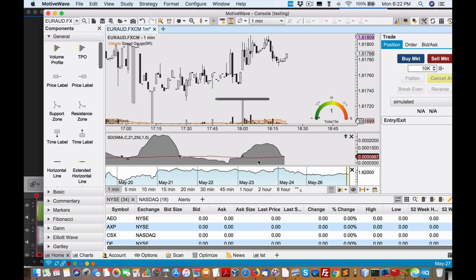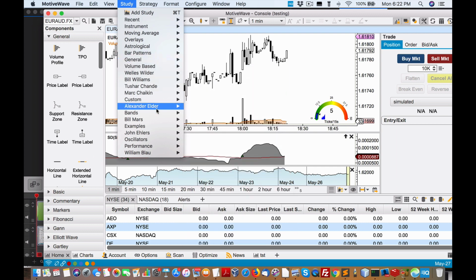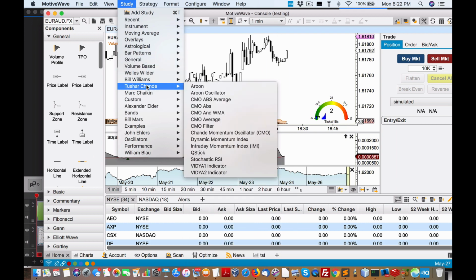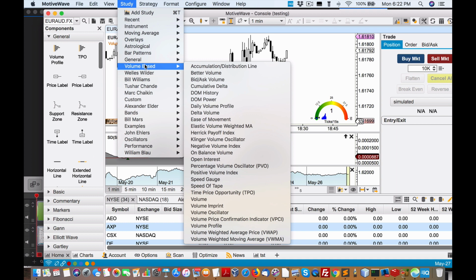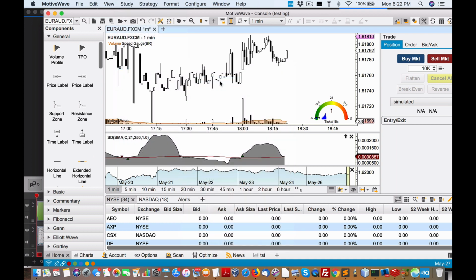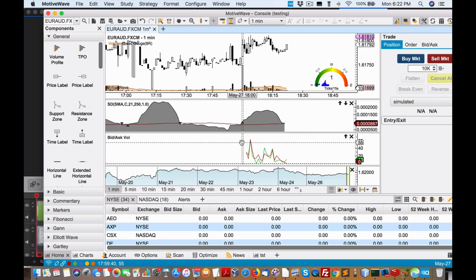Okay, all right, so let's do that. So we are again on 1 minute data. So we want to add in, was it under volume for the bid and ask spread? Volume based bid ask volume. Okay. So we have instances like here. Yeah. Our bid is higher. Sorry, our ask is higher than the bid.